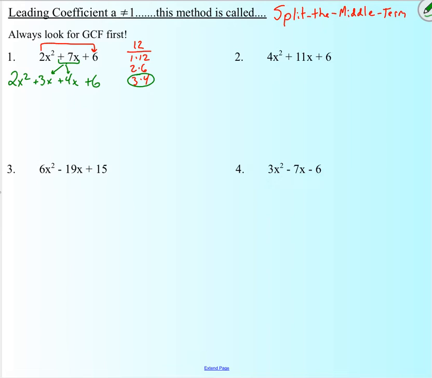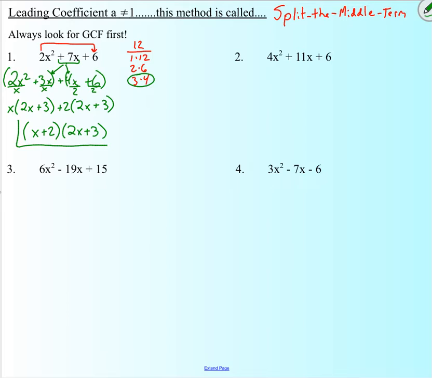So now that I have a 4-term expression here, I can just apply the grouping method. Group the first two and the last two. I can factor out an x out of both of those. Out of my last two, I can divide both of them by 2. Notice again, remember when you're grouping, those two quantities need to be the same. So I would have x plus 2 times the quantity 2x plus 3. That would be my factored expression.